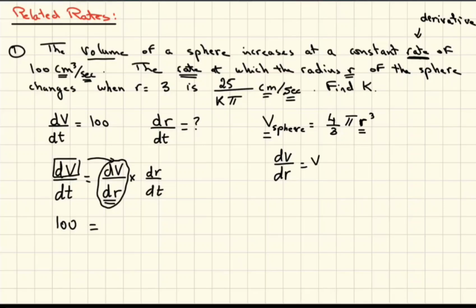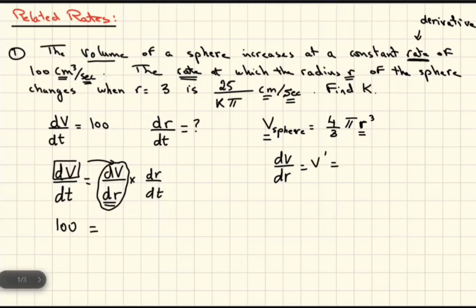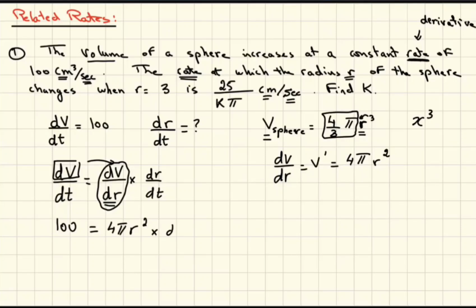It's basically V prime. Now, how do you derive the volume of the sphere? 4 over 3 pi is just a number. So basically you're deriving r cubed the same way you derive x cubed. You bring the 3 down and multiply it with 4 over 3 pi. It becomes only 4 pi. And you subtract 1 from the exponent, it becomes squared. So I will write 4 pi r squared times dr over dt. Now we're looking for that.